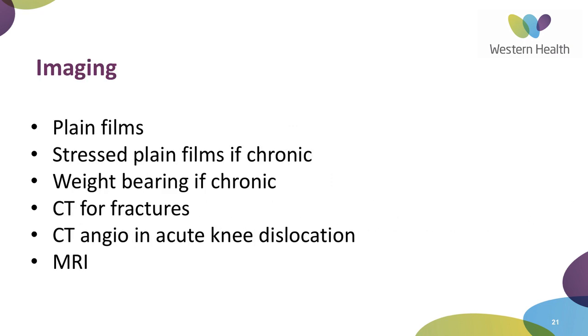So in terms of imaging, obviously we're going to get plain films. If this injury is chronic, we'd look at doing stress views and also weight-bearing views. You may need to get a CT to look for fractures as well. And in the acute setting, a CT angio for an acute knee dislocation, and obviously MRI is going to show us the soft tissues.